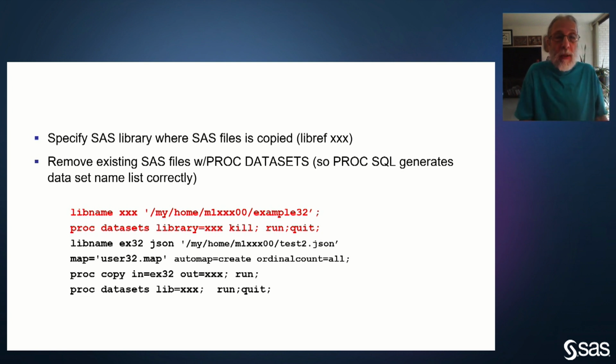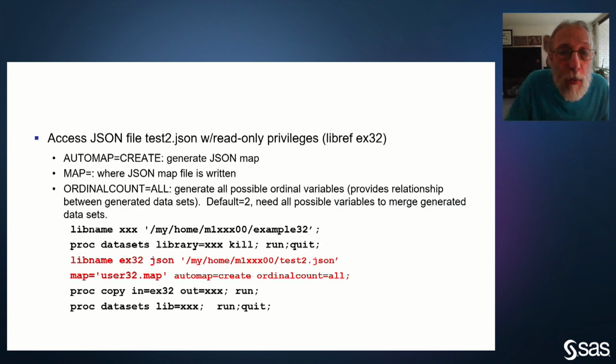Well, first we do a libname statement to point to the SAS library we want to write to. We use PROC DATASETS again to clean it out. We do a libname ex32 to point to the JSON file. When we do that, we add some options here. First of all, automap create means make a JSON map. And the map equals is the location of the JSON map. And ordinalcount equals all means make all possible ordinal variables to help us combine data sets later. By default, it only defaults to 2, but we need all of them.